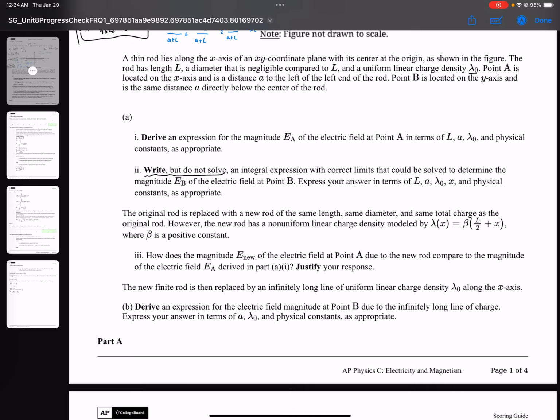But you'll see that it's not worth the time. So again, when you see "write but do not solve," you just need to write down the integral and then that's it, with the correct limits, that could be solved to determine the magnitude of EB, the electric field at point B, and we have to express our answer.